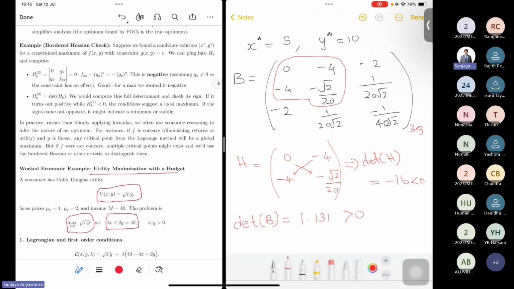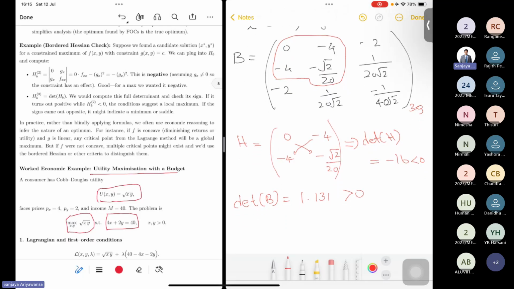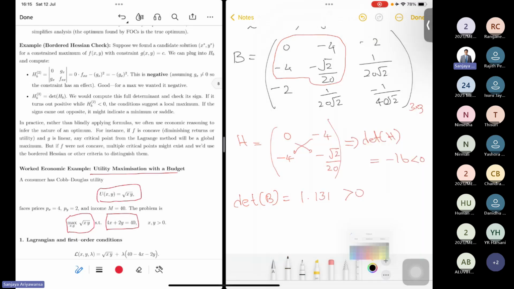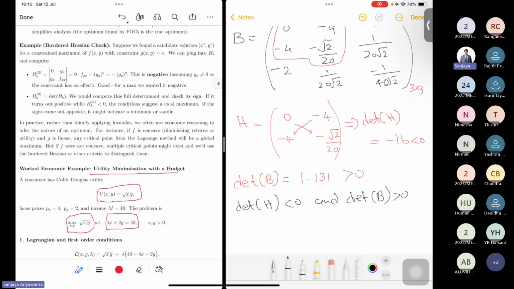Now you have to remember how you calculate the determinants here. So now you see, you get the determinant of H, which is negative, and the determinant of B, which is positive. Therefore, you say that the point x star, which is 5, y star, which is 10, gives you a local maximum. That's what you get.